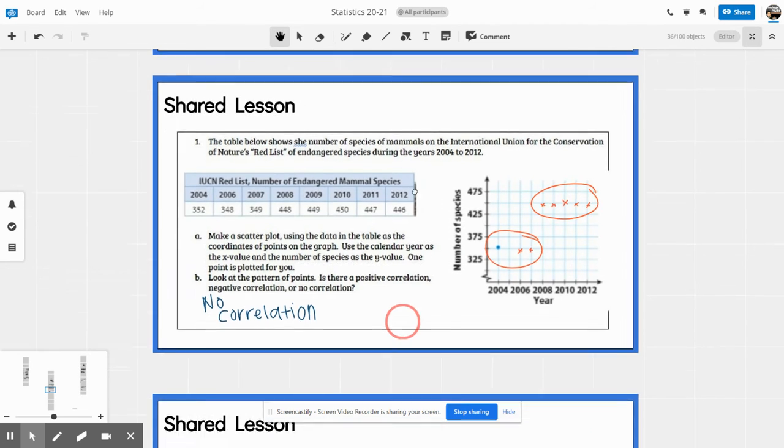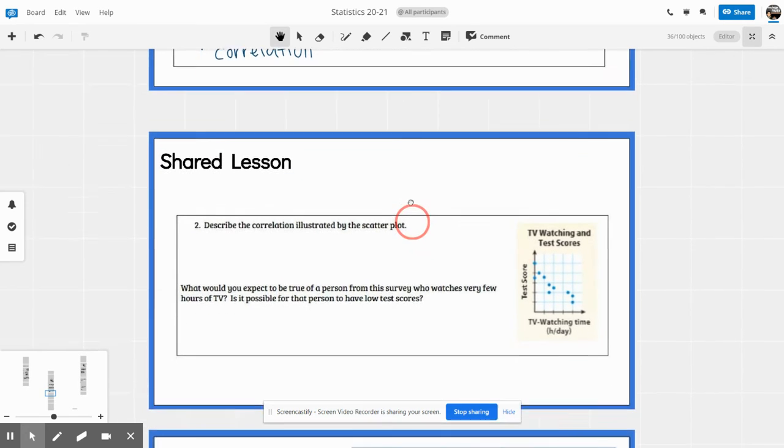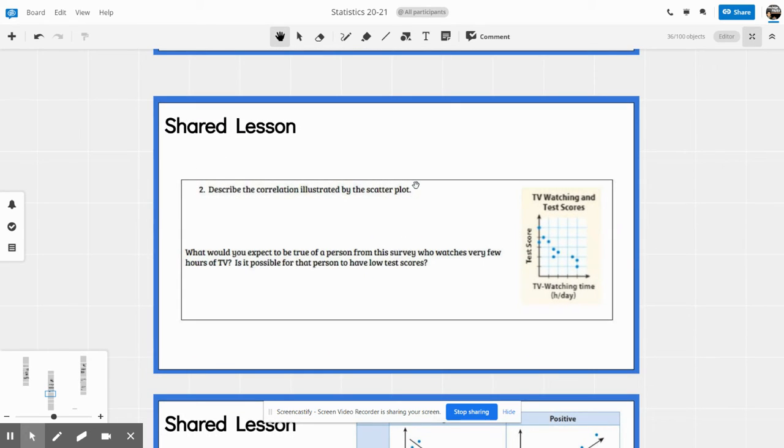Okay, as we move on to our next problem, we just need to describe the correlation that's illustrated by this scatter plot. Take a second, and like we learned about our strong correlations, our weak correlations, positive and negative, you're going to use both terms to describe this graph. Take a second, think about it. I would say that since these are pretty close together, that's a strong correlation, and they're moving downwards. So that would be a strong negative correlation.